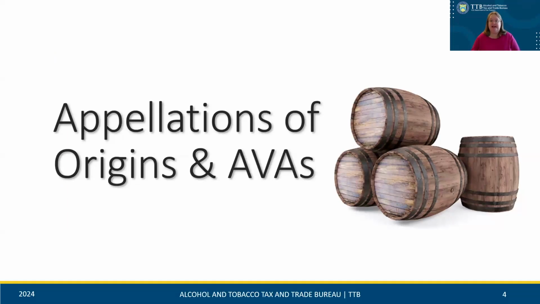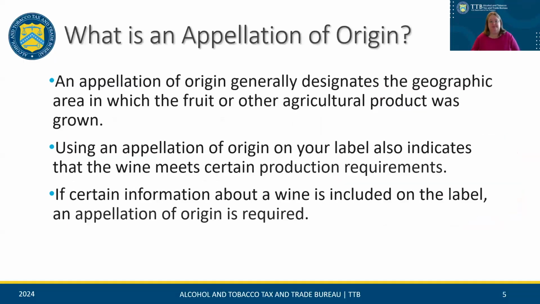So let's start by looking at appellations of origin. What exactly is an appellation of origin? Well, an appellation of origin generally designates the geographic area in which the fruit or other agricultural products used to make the wine was grown. Using an appellation of origin on your label will also indicate that the wine meets certain production requirements, such as the percentage of fruit that is contained in the wine that came from the particular geographic area.